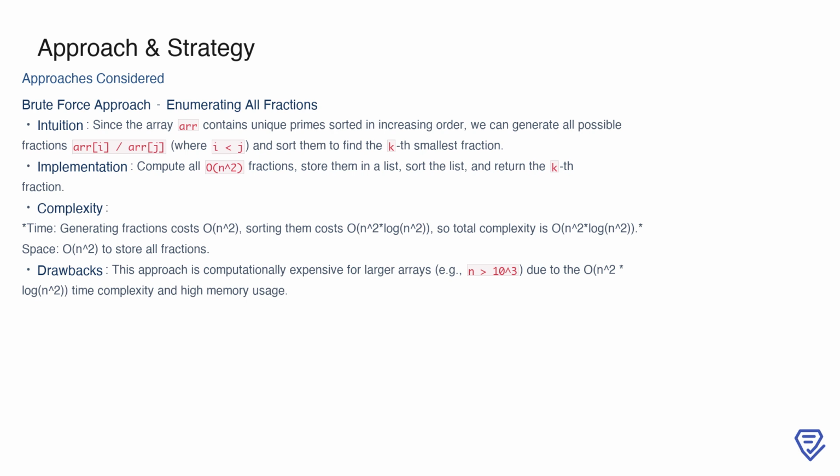However, while simple to understand, the brute force approach comes with significant drawbacks. Computing all fractions results in O(n^2) combinations, and sorting them adds an additional O(n^2 log n^2) time complexity. Not only does this approach require a lot of time for larger arrays, say when n is greater than 10^3, but it also demands substantial memory to store the fractions. As a result, while effective for small inputs, this method becomes computationally expensive and impractical for larger problem sizes.